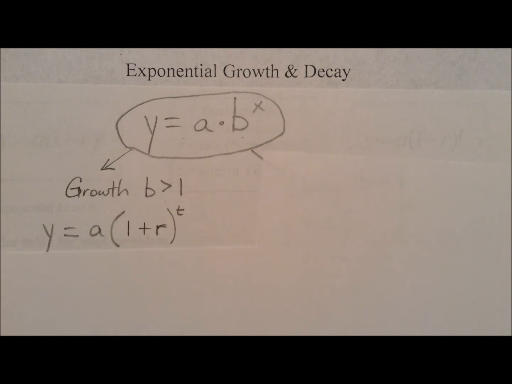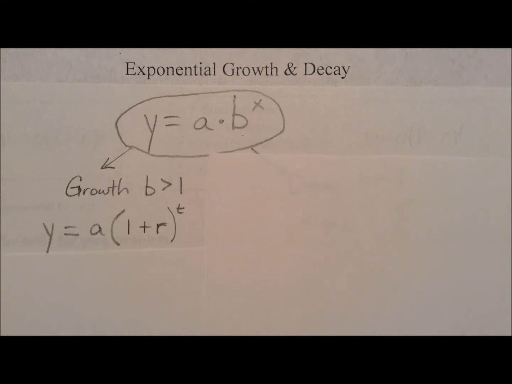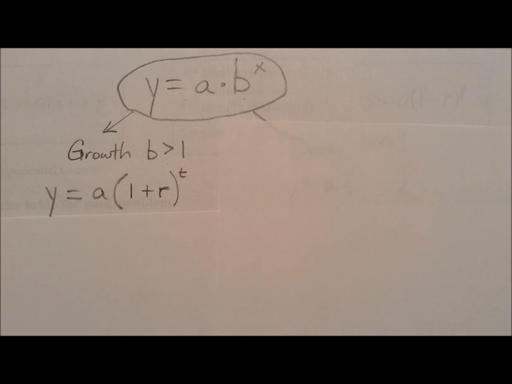So let's look over here at how the growth formula is going to change on us. The base will be written in this form, 1 plus a rate, a growth rate, and that's going to guarantee that the base is greater than 1. A is still my initial amount, and t usually replaces the variable x because we're usually talking about time. So we're going to be talking about growth over time. y is going to be the final amount.